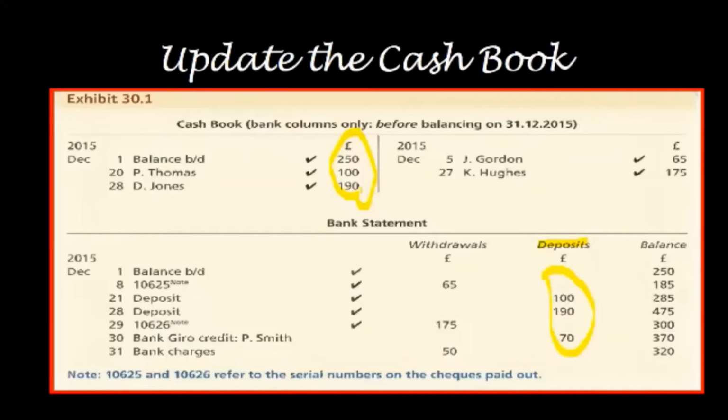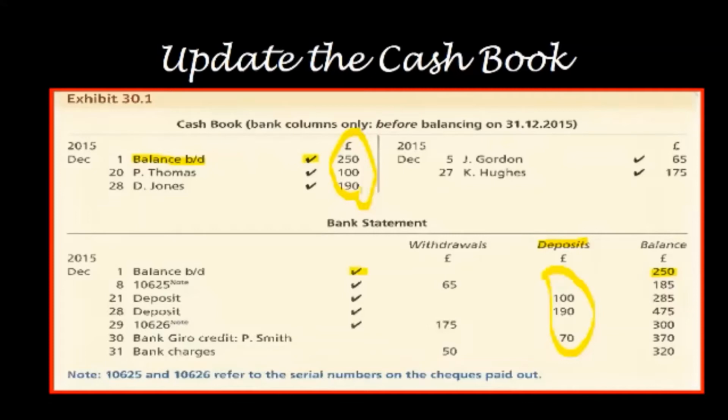And first, we look at the balance brought down here, and we notice it has 250, and we see the balance brought down here is also 250. So we tick that off. That will account for this first tick here.